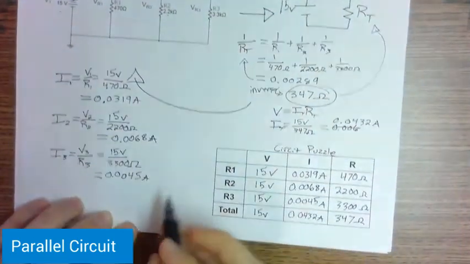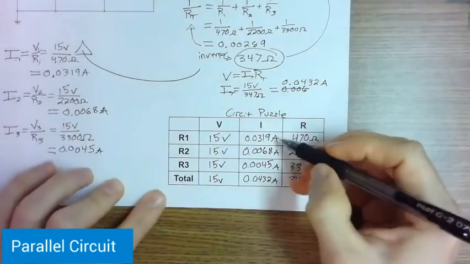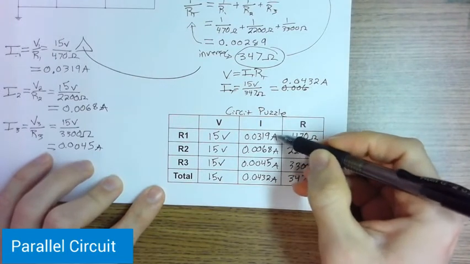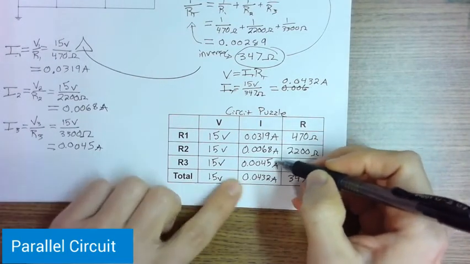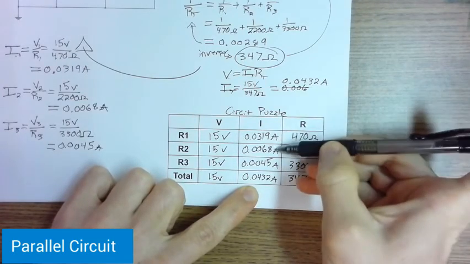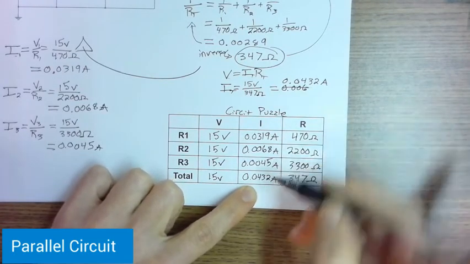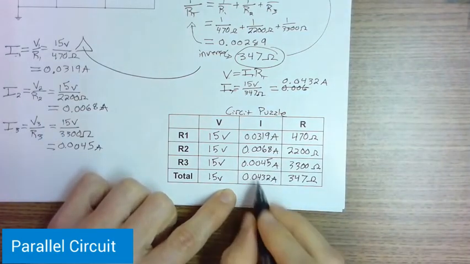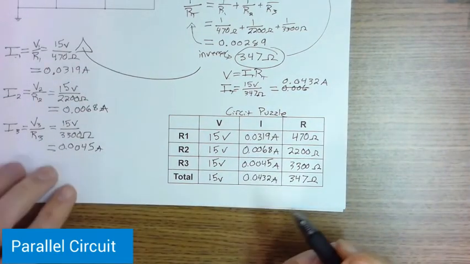So what we can do is add up these three currents. The current through each branch has to be equal to the total. So you add this, and we should get that total current. That's a good way to verify that you've done it correctly.